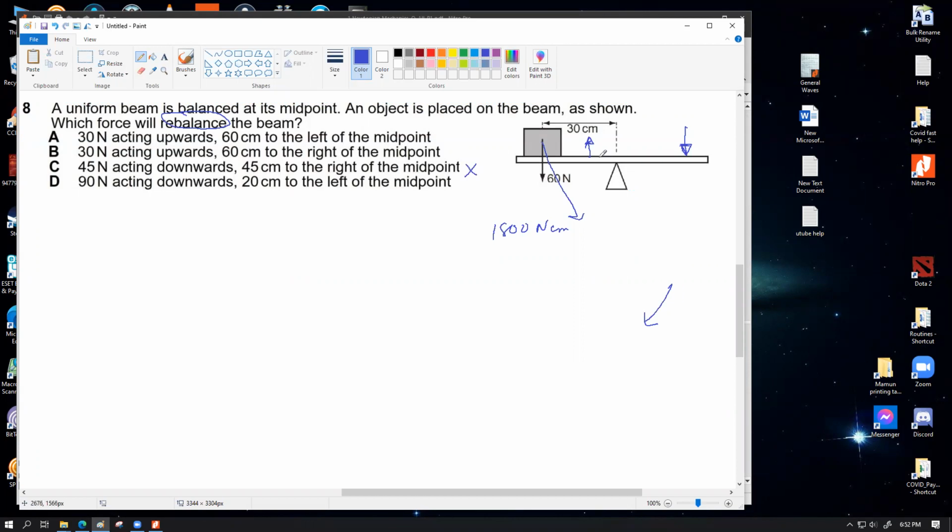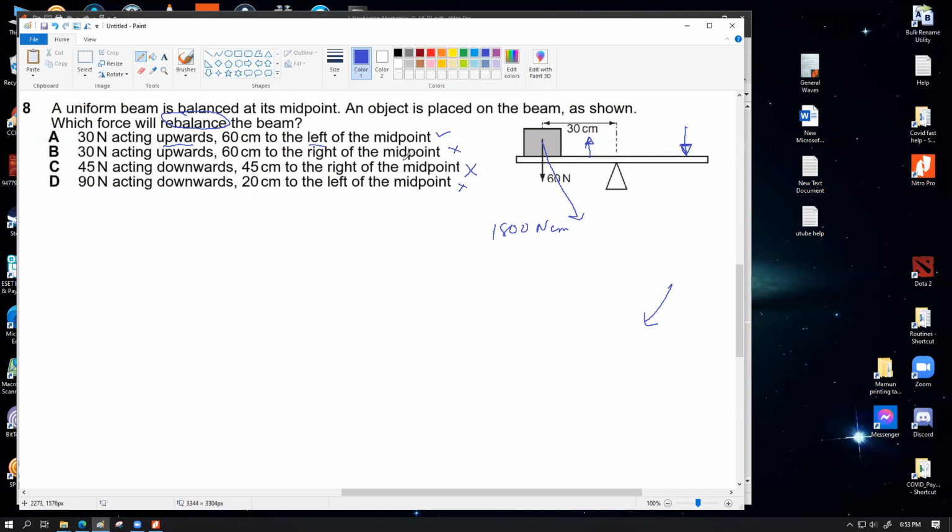Then you go for the judgment of which force is applied where. You need a downward force on the right or an upward force on the left. So we have an upward force on the left in the first option. This is an upward force to the right. Upward force to the right is not going to give us any rebalancing. Downward force to the left is not going to give us rebalancing. So A happens to be the only correct logical choice, which gives us a clockwise moment, which helps us to rebalance the beam. Is it understood?